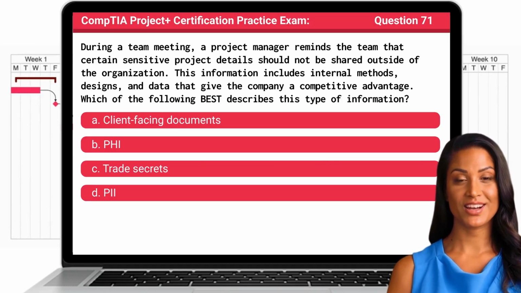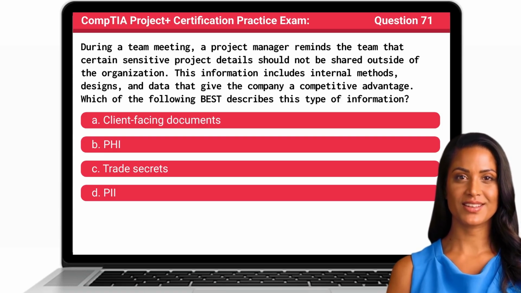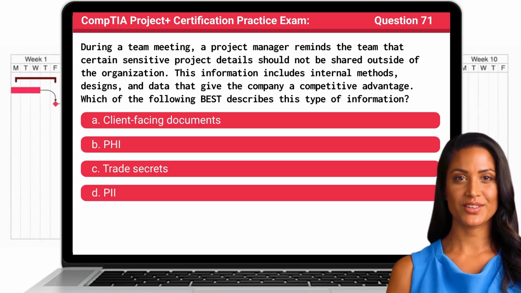Question 71. During a team meeting, a project manager reminds the team that certain sensitive project details should not be shared outside of the organization. This information includes internal methods, designs, and data that give the company a competitive advantage. Which of the following best describes this type of information?